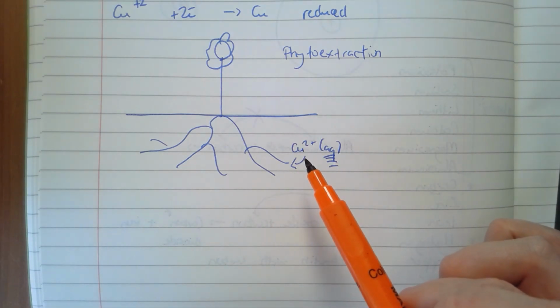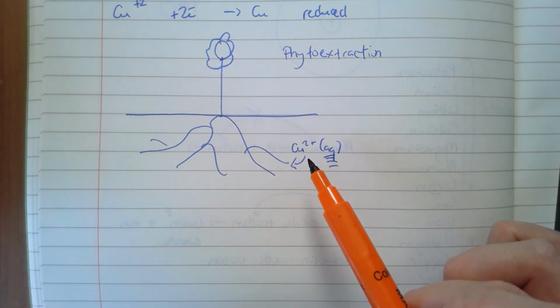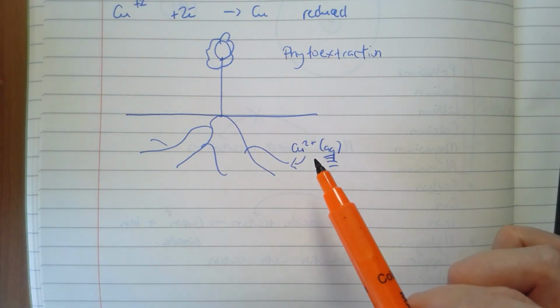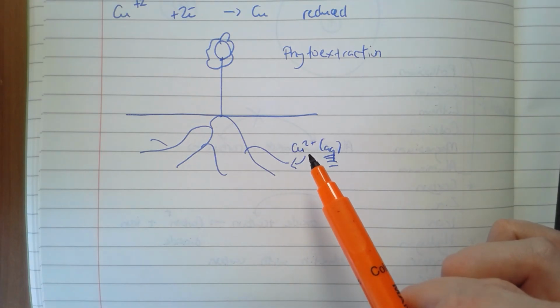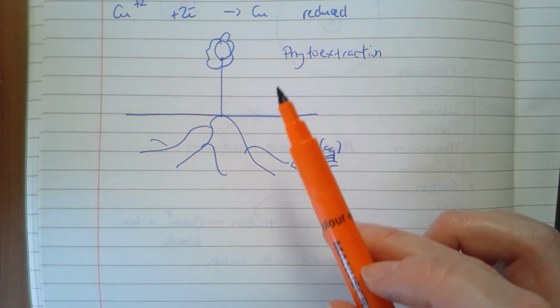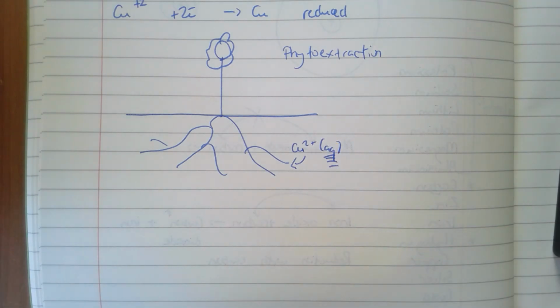It's slow because you have to grow trees, and it's expensive because it requires people to plant the trees and then cut down the trees and then harvest the trees. So it's not cheap. The other disadvantage is that it's weather dependent. You have to be able to grow the plants, which can be weather dependent.